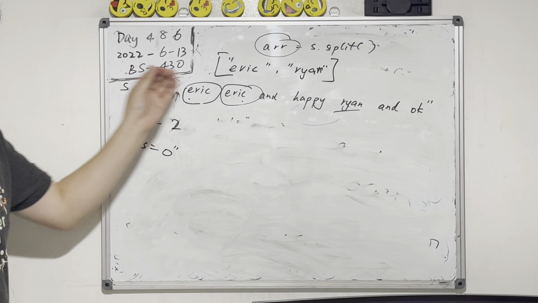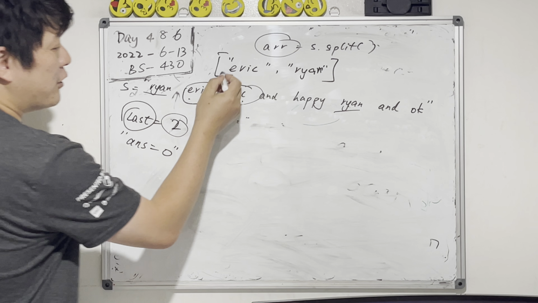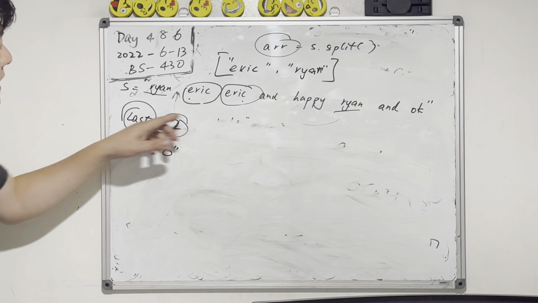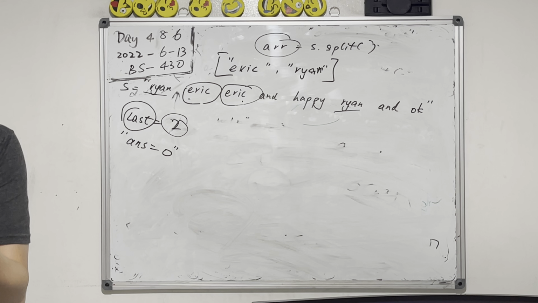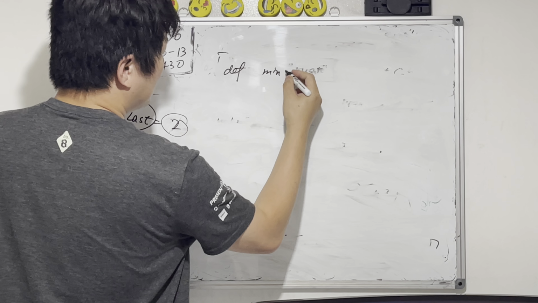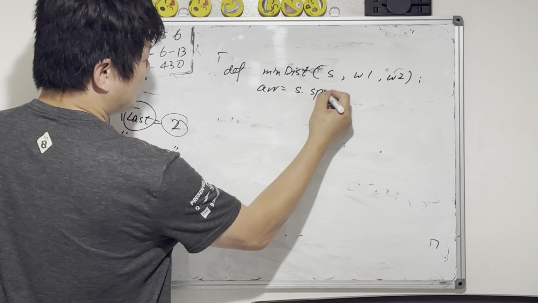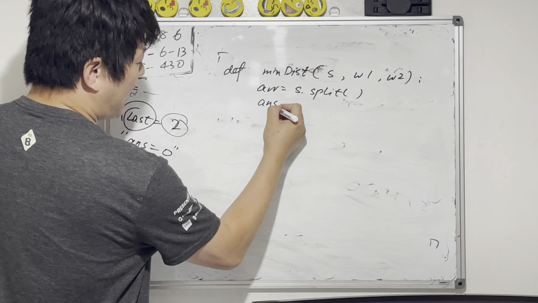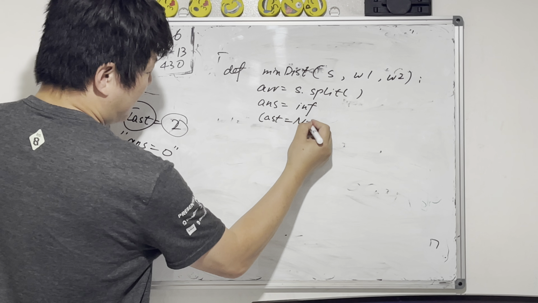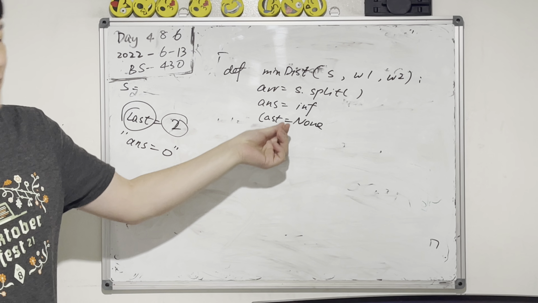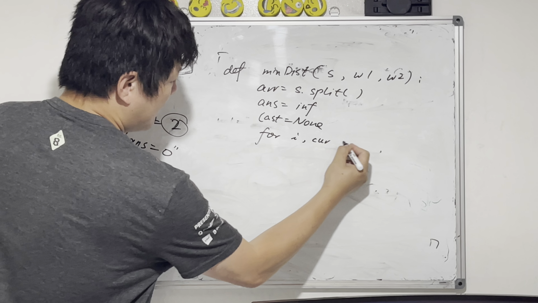To sum up, we just go through the list of words and every time we meet one of these words, we update the last index. And if the current word is not the same as the last word, we calculate the distance and remember the smallest. Okay, min distance. First of all, arr equals s.split. We split the sentence. At the beginning, answer equals infinity. And the last, at the beginning, we set it to none. This is the last place that one of these words, W1 or W2, appears. For index and current in enumerate.